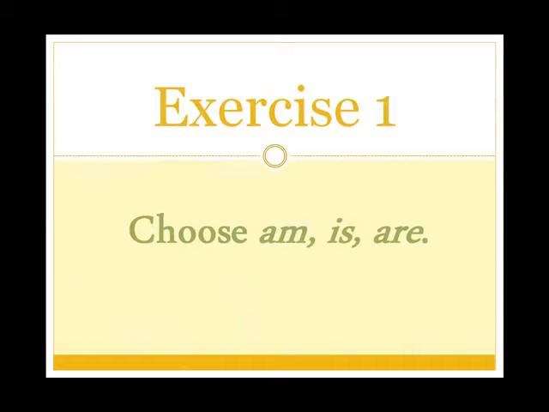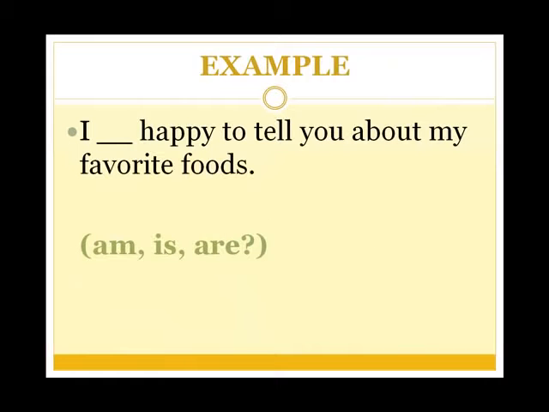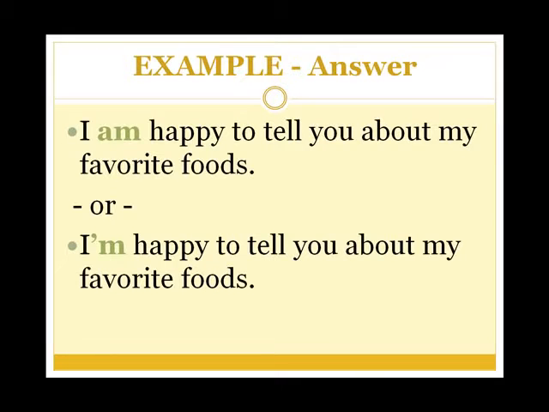Exercise 1. Choose am, is, or are. Example. We read the statement, and we need a form of be. Which form goes after I? Listen, and you'll hear the answer. I'm happy to tell you about my favorite foods. Answer. I am happy, or I'm happy to tell you about my favorite foods.